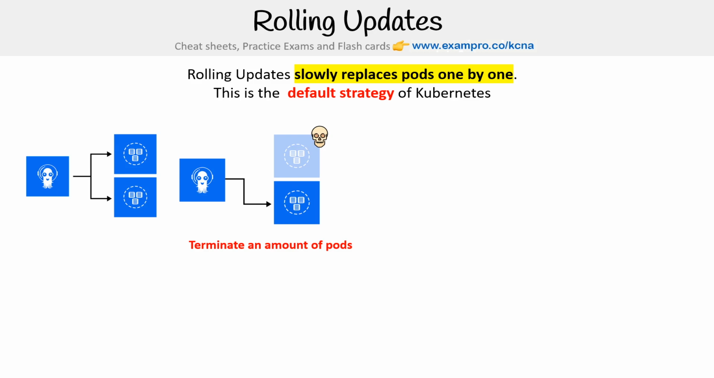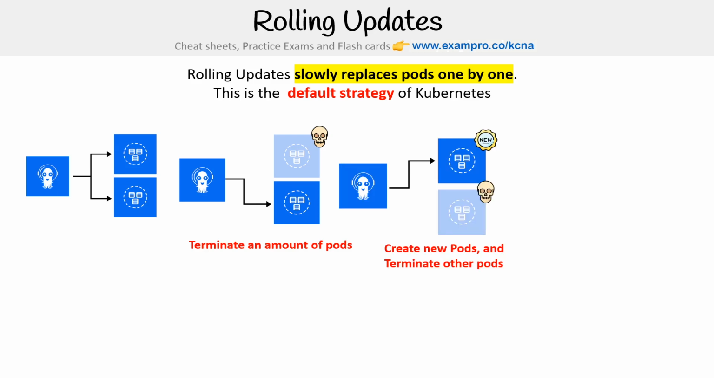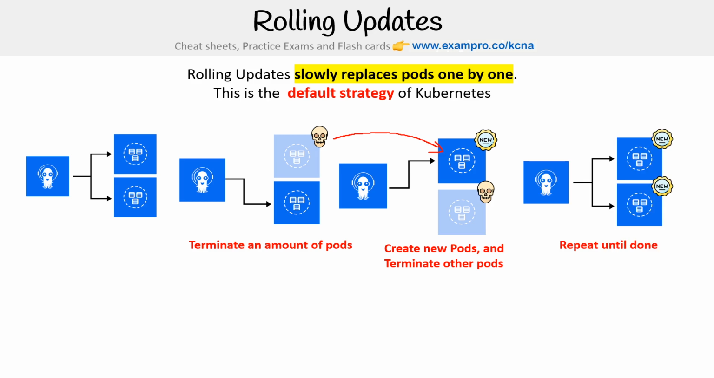So in this case, we're terminating one. And then we spin up a new pod to take its place. As you can see, this is the new pod here. And then we tear down the old one and replace that one there. And so we are all done. And again, you can do that in chunks or sets.